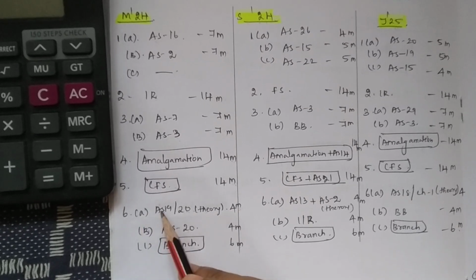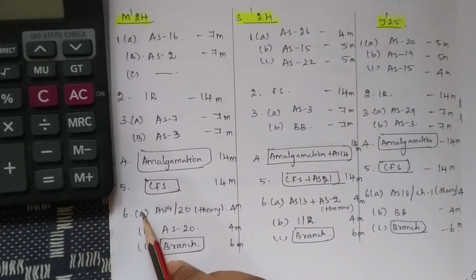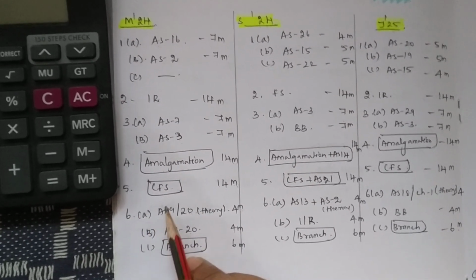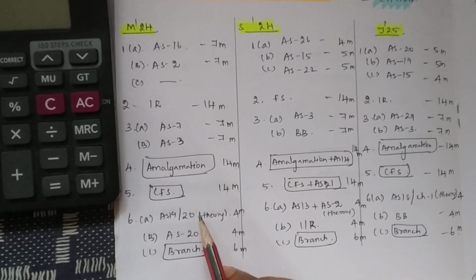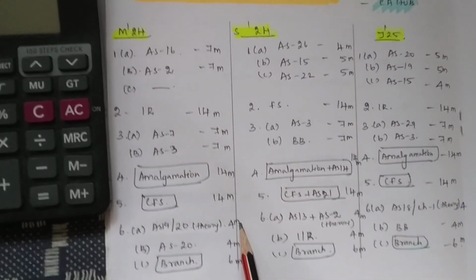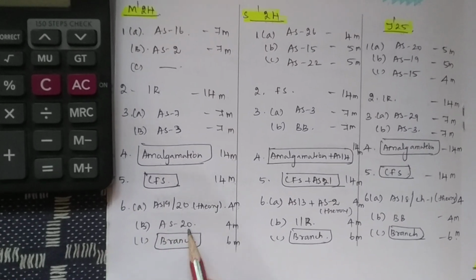In 6A, we got AS19. Here in 6A, we get the either-or question. That is, in the either-or question, we got AS19 and AS20 theory question for 4 marks. In 6B, we got AS20 for 4 marks.